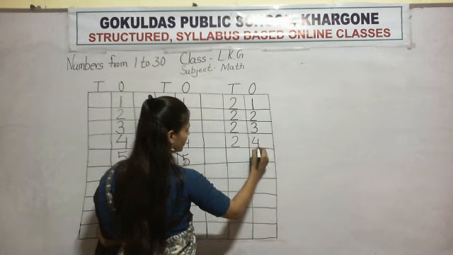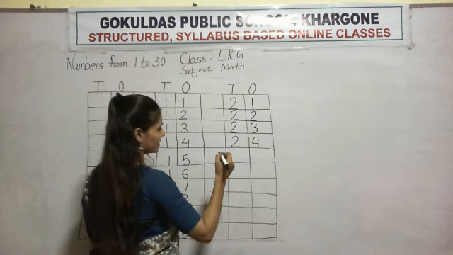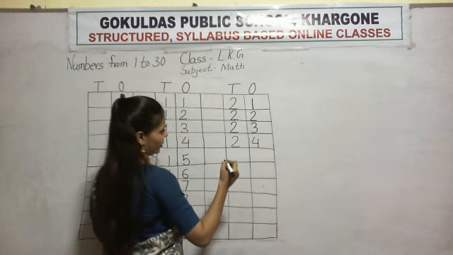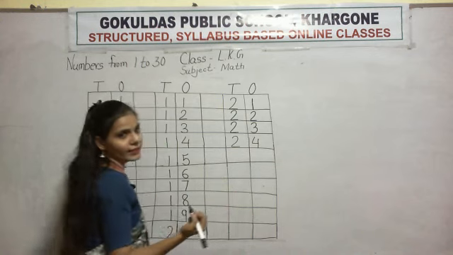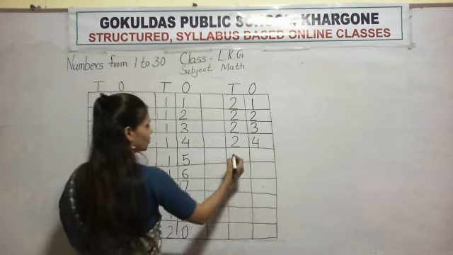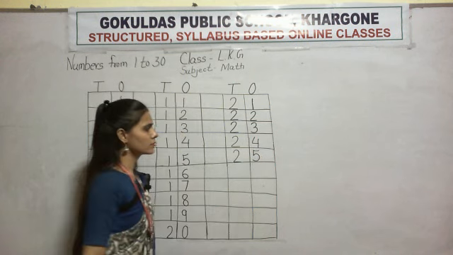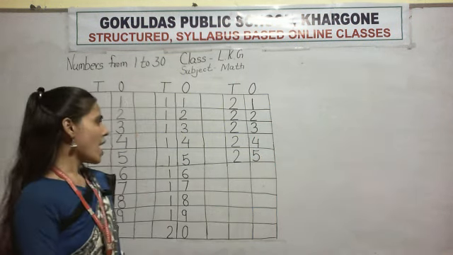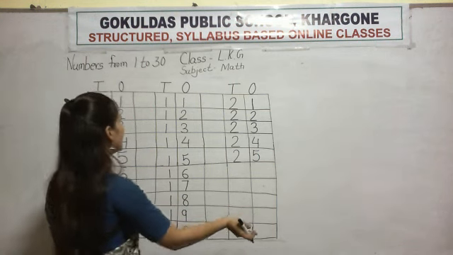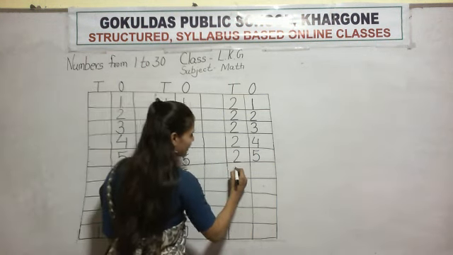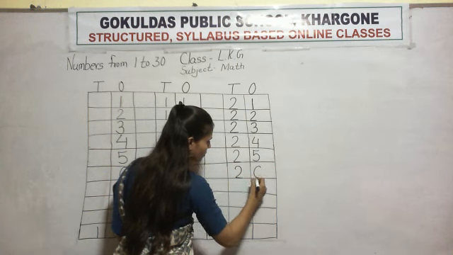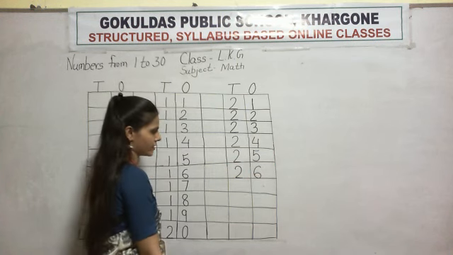Okay. All of you write with me. Okay, very good. Okay, now 24. After 24, 25 will come. Now after 25, number 26. So here we write 2, 6, 26.